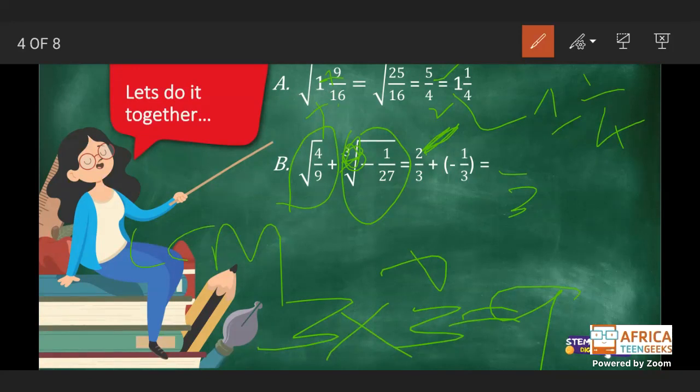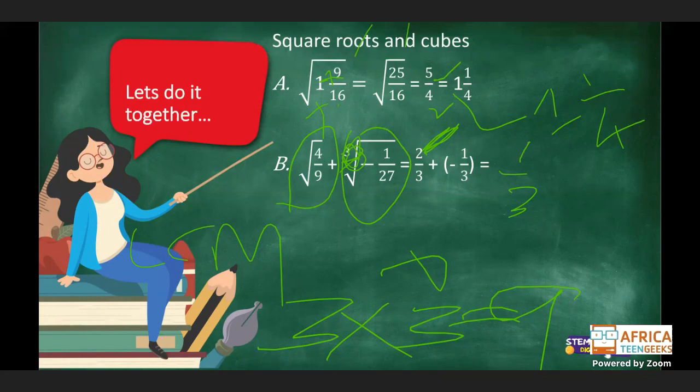2 plus negative 1. When we have a positive number and we are adding it with a negative number, that number will be positive. It's basically just saying 2 minus 1, and then our answer will be positive 1. When you are adding a positive number with a negative number, the answer will be positive. So our answer is 1 over 3. So correct.